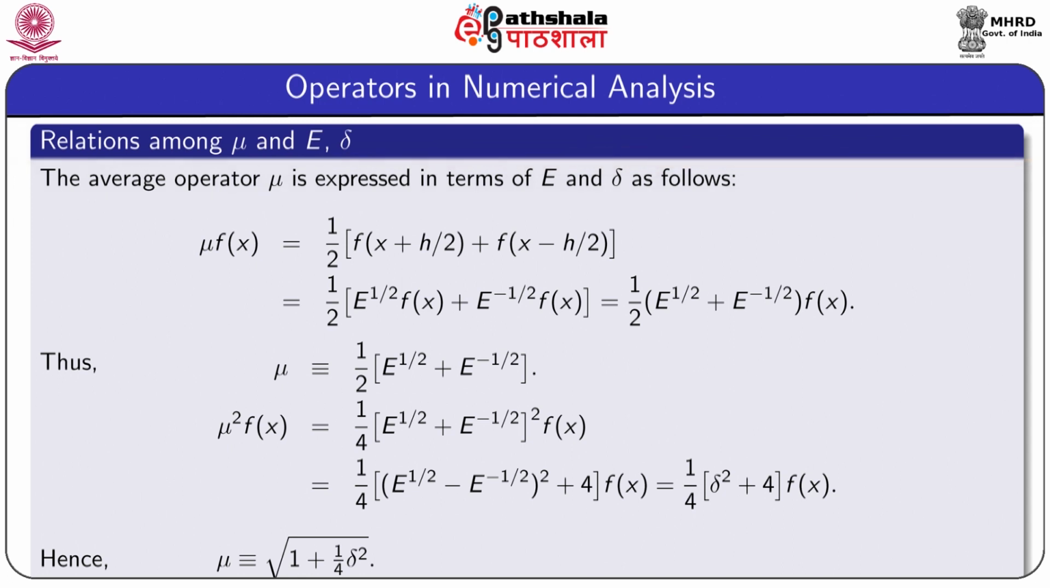After simplification, this expression reduces to 1 by 4 delta 2 plus 4 into f x. That means mu squared is equivalent to 1 by 4 delta square plus 4, or this is nothing but mu is equivalent to square root of 1 plus 1 by 4 delta 2.